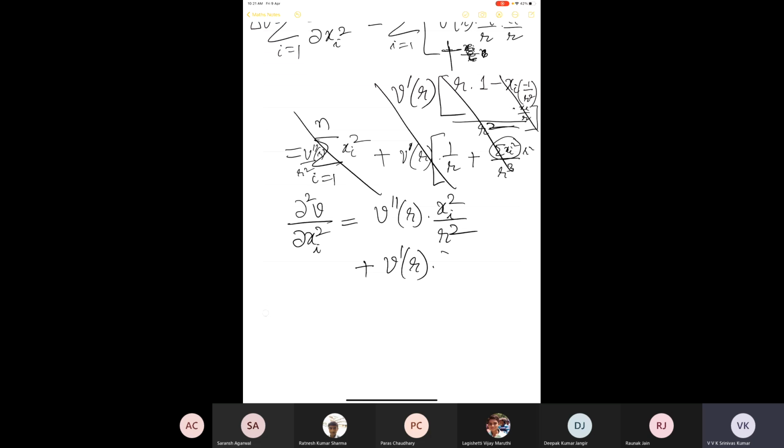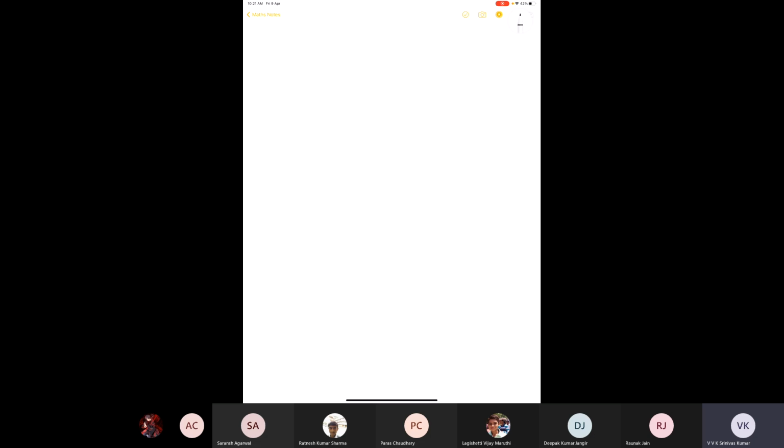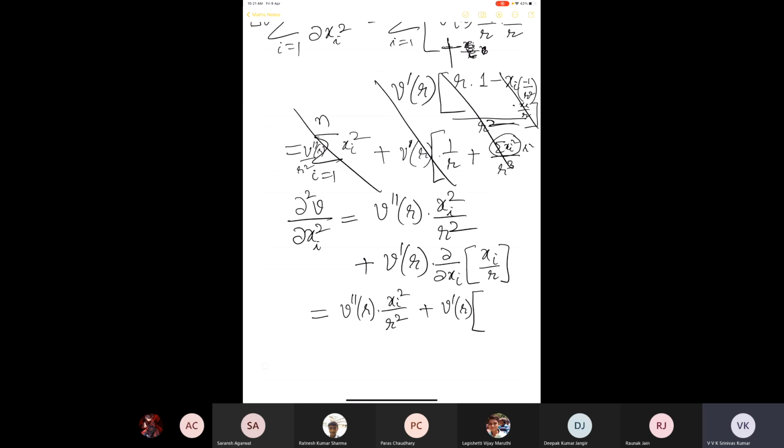Okay. What is the definition? Del upon del xi of xi upon r. So this is equal to v double prime of r xi square upon r square plus v prime of r. So here do a u by v differentiation. So I am doing this. This is our r square.